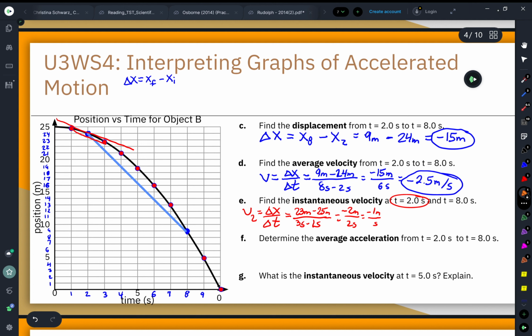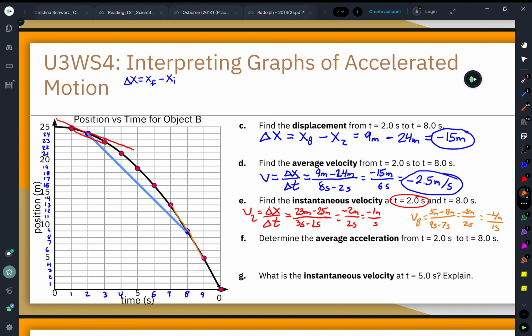If I'm trying to find my instantaneous velocity at 8 seconds, I can do the same thing, but I just use the slope of the secant from 7 to 9. So 9 seconds minus 7 seconds, the position at 9 seconds is 5 meters, and the position at 7 seconds is 13 meters. So here we decrease the position by 8 meters, and that occurs over a time of 2 seconds. So our instantaneous velocity at 8 seconds should be negative 4 meters per second.